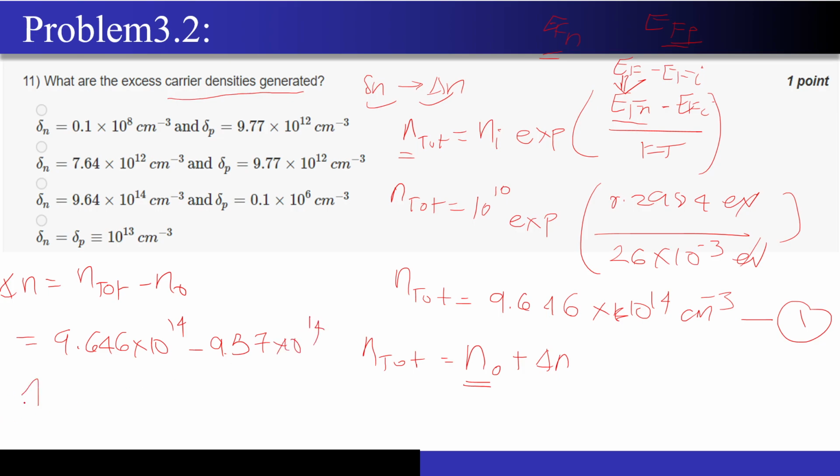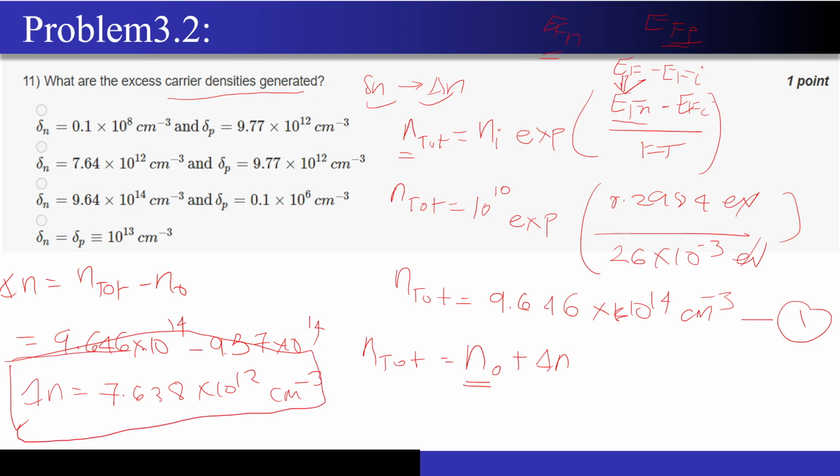So this delta n value that you will get will be coming out to be around, just a minute, 7.638 into 10 to the power 12 per centimeter cube. Okay, yeah, correct. So this is what you got. 7.638 into 10 to the power 12, this is the value that you got.